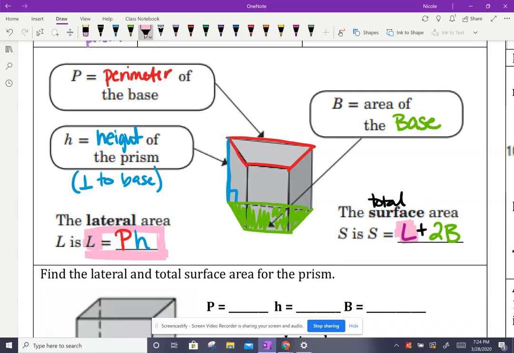So some questions you may need to be reading very carefully. Some questions I might ask you to just find the lateral surface area, and some questions I might ask you to find the total surface area. So please read your questions very carefully. So let's look at an example.